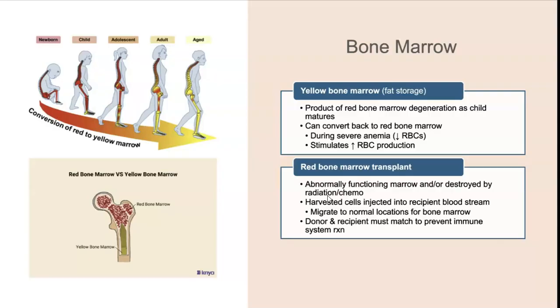Then those harvested cells have to be injected into the recipient's blood, and they'll be transported by the blood to the normal locations for red marrow. Now, this has to be very carefully matched between the donor and the recipient. Just like if you were getting a blood transfusion, you have to match to make sure it's as close as possible to prevent the immune system from recognizing those cells as foreign and then destroying them. Therefore, the transplant would be a failure.